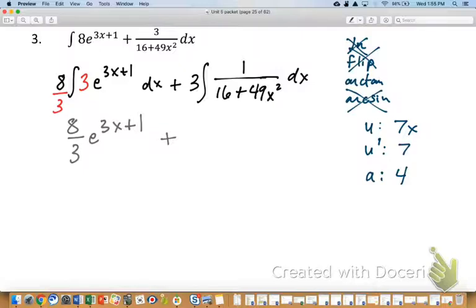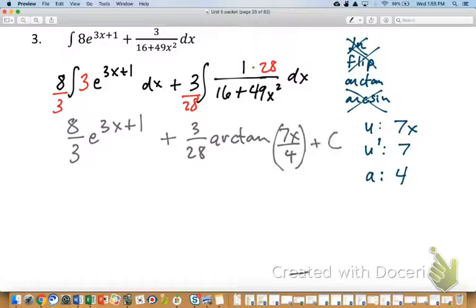It's 28, but the numerator is just a 1. So for what seems like the millionth time, Timmy has messed up again. So I just go times 28 divided by 28. And now I've got a perfect chain rule pattern for arctan. My final answer would be 3/28 arctangent of 7x over 4. And after all that, please don't forget the plus c.